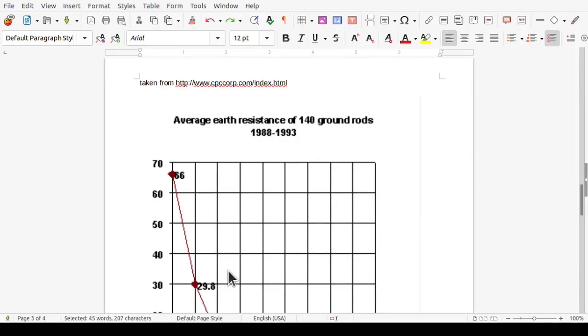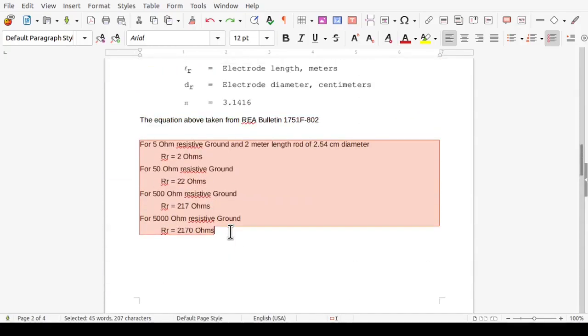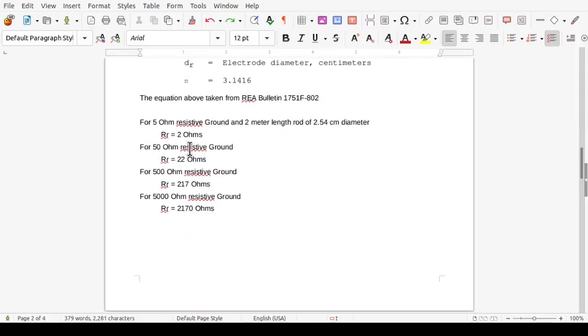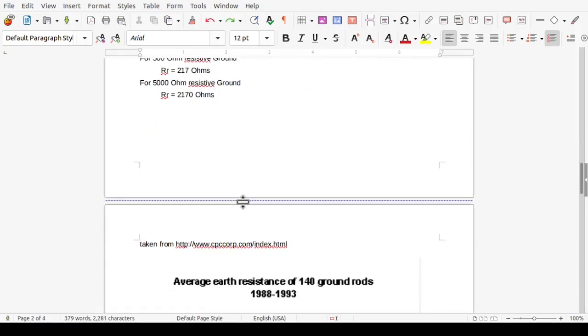Now, what does the length, well, let's go back up to here. Notice that length appears here and length appears here. So it is a very prominent feature of how much resistance we might find from its being buried into a soil type. We looked at one length right here, 2 meters.